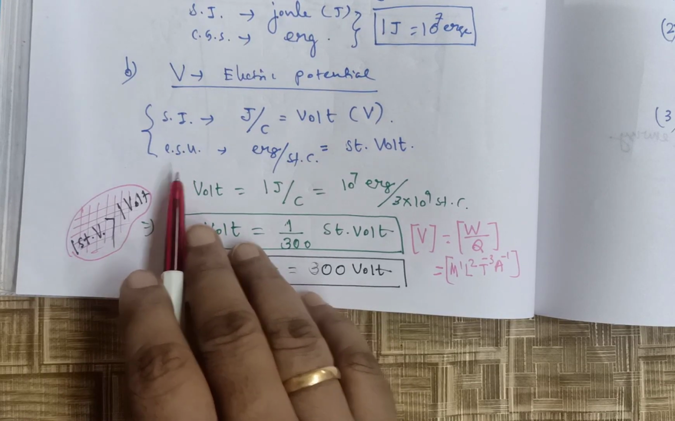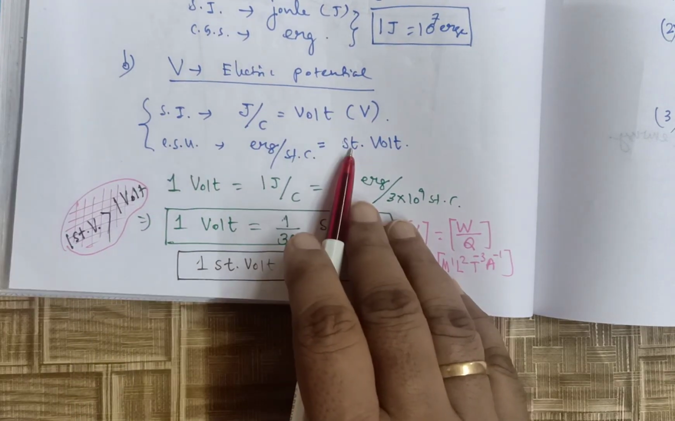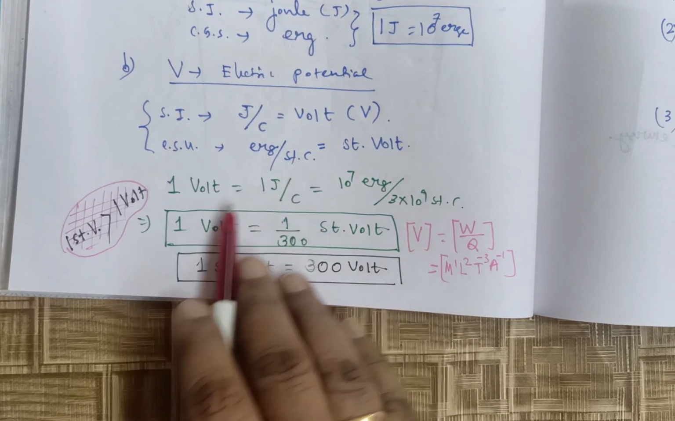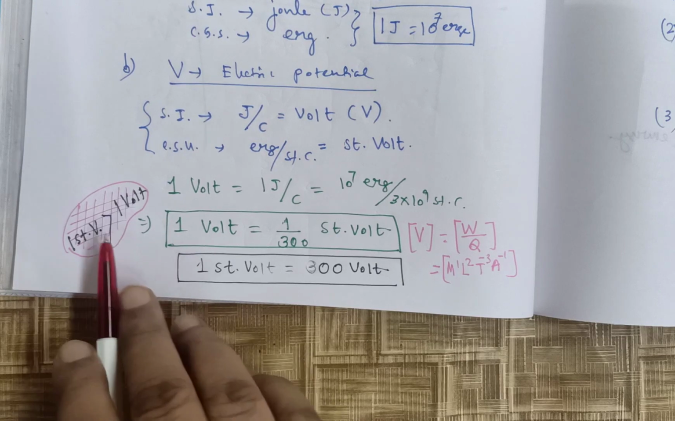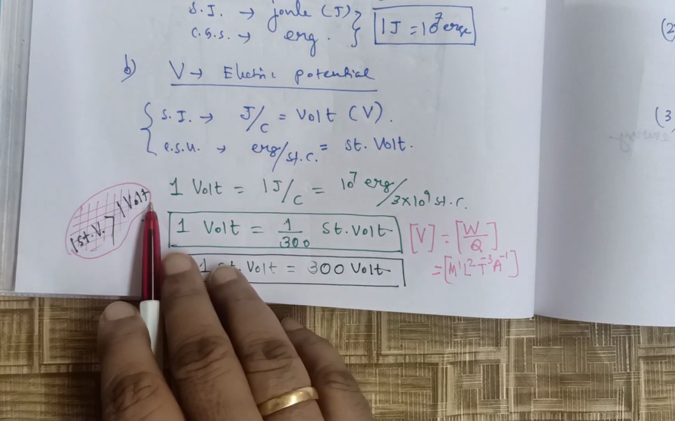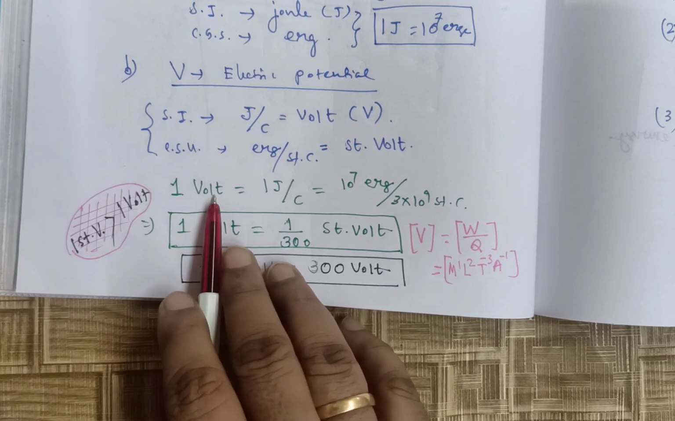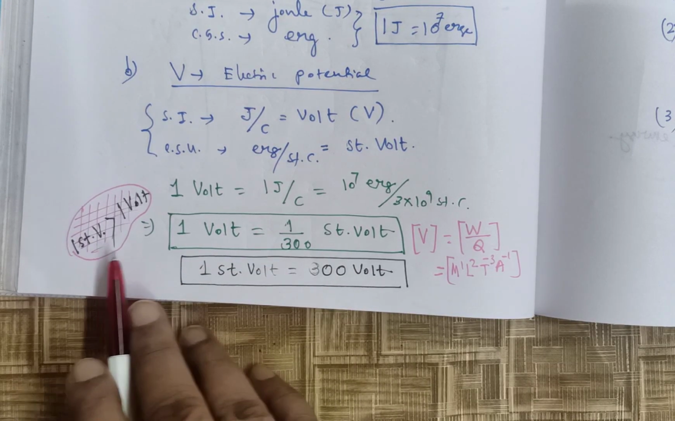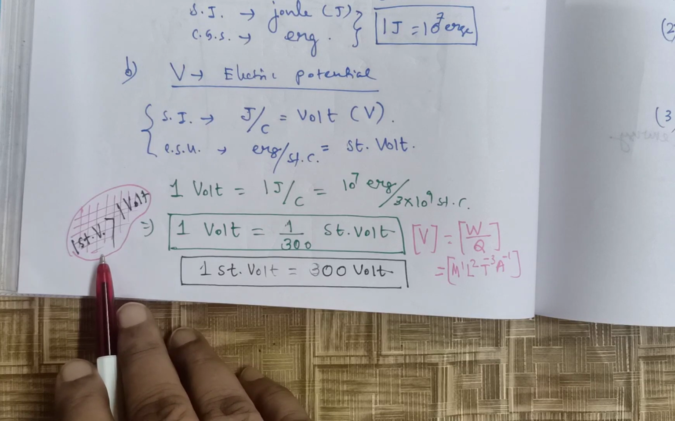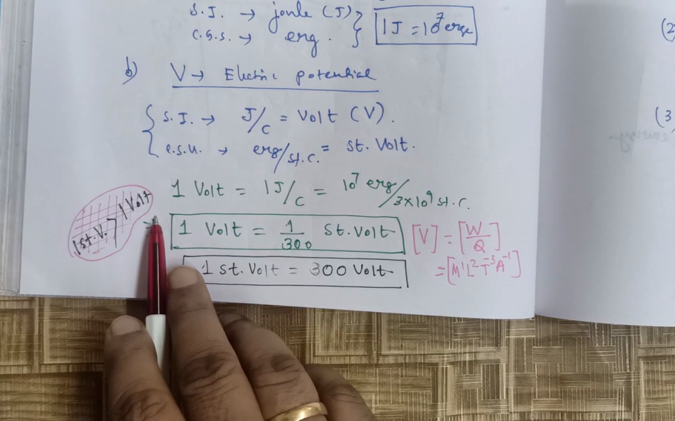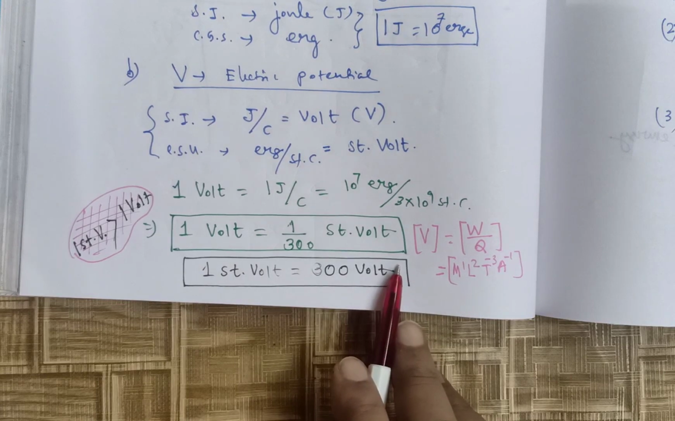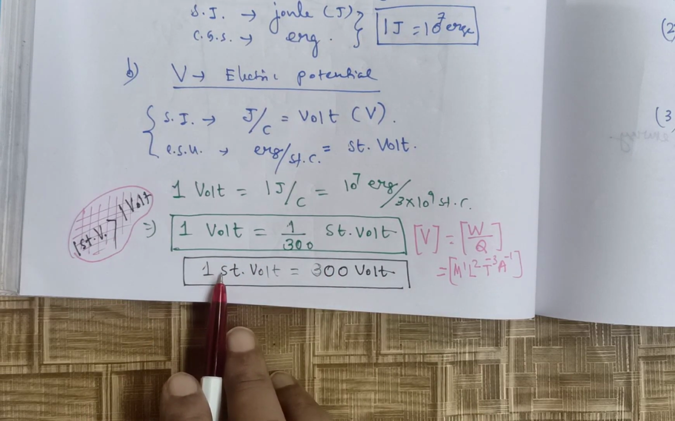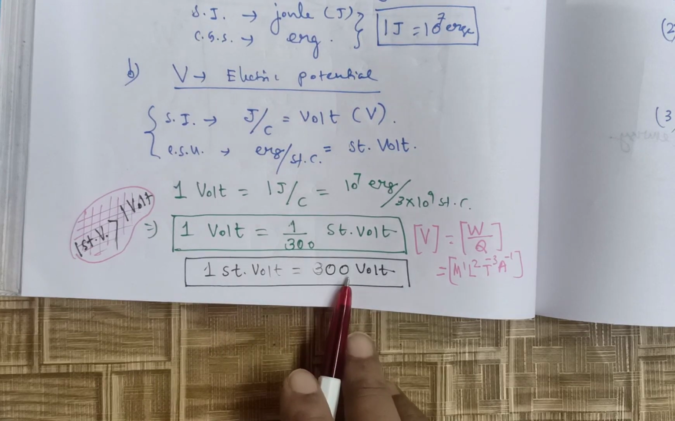That means in SI or CGS, which one will be greater and which one will be smaller depends upon its formula. Just remember, here the electrostatic unit is greater than its SI unit. In usual cases, the SI unit is greater than the electrostatic or CGS unit, but here the CGS or electrostatic unit is greater than the SI unit, so you should not be confused. 1 volt is equal to 300 statvolt is wrong. Instead, 1 statvolt is equal to 300 volt.